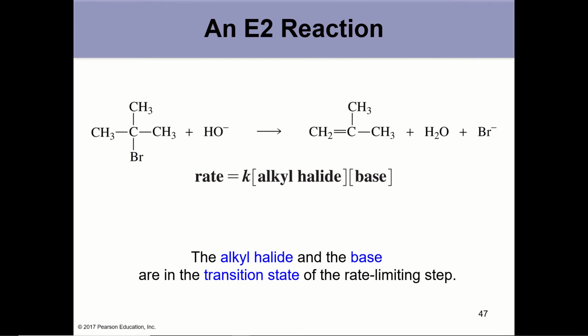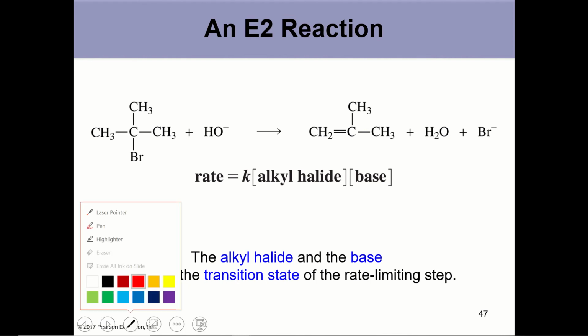All right, so we're going to start this video with E2 reactions. This is a one-step mechanism to form an alkene. And note that the starting material is a tertiary alkyl halide.